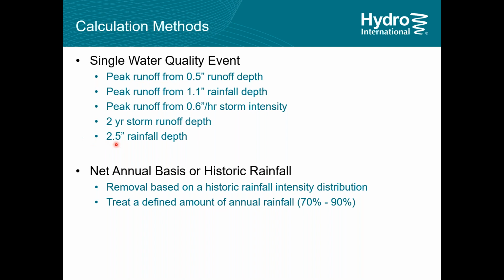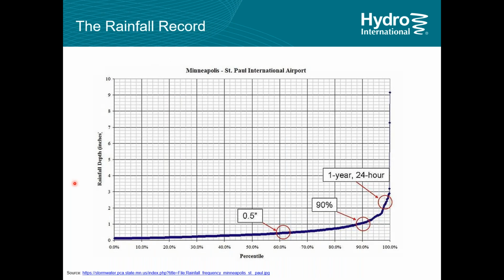Now, there's a second way of doing calculations. You don't have to look at a single stormwater event. You can look at a net annual basis or a long-term historic rainfall. And I'll go into more of this later, but that just runs basically a long-term rainfall record through a simple spreadsheet type calculation, and it kind of mimics more of a volume treatment rather than an individual storm.